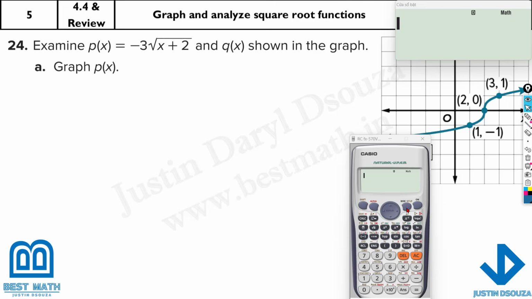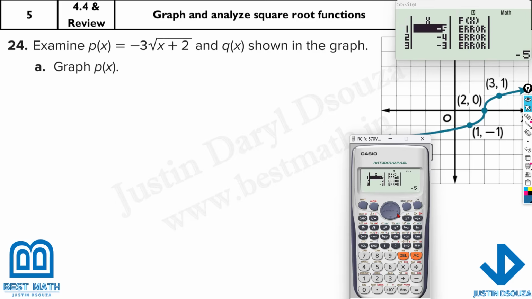In order to do the table, go to mode 7 in the calculator, and let's type this function, that is minus 3 square root x plus 2, and that's it. Press equal to. You will not get this option. Most of your calculators won't have this. If at all you get it, just press equal to. Don't type anything over here. We have only one function to graph. Now when you're graphing, let's take a reasonable range. It's always minus 5 to 5. You can just memorize these values, it's fine.